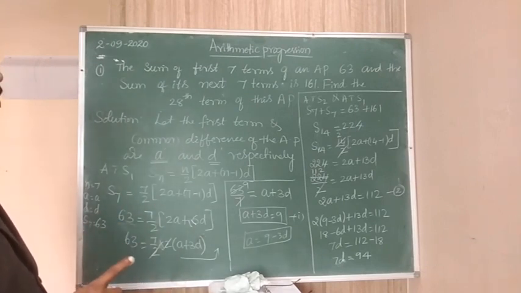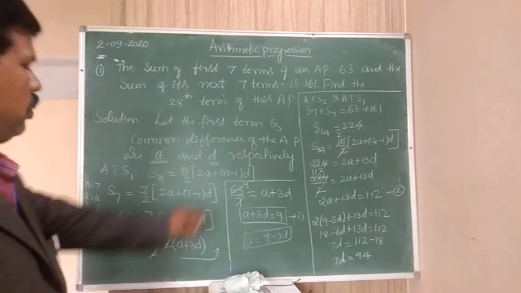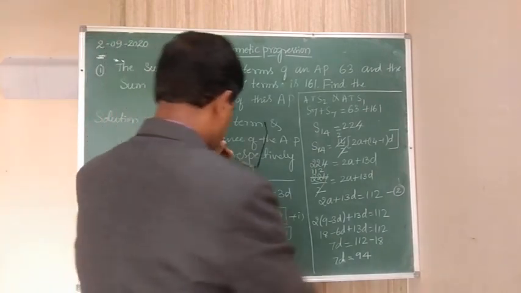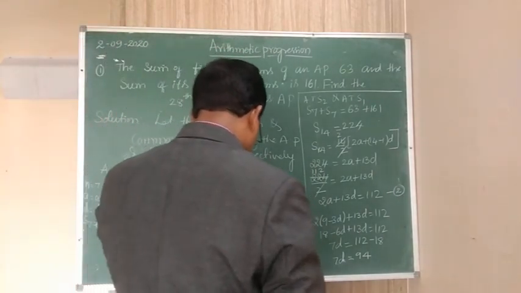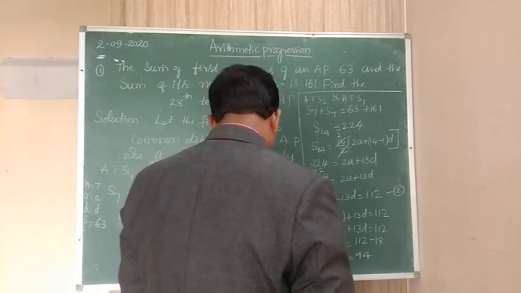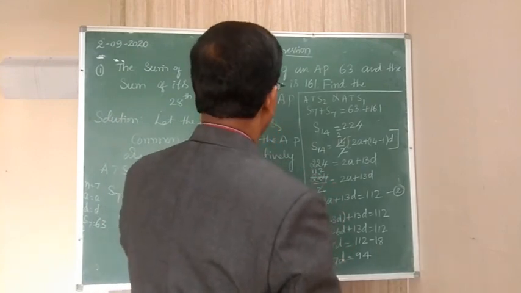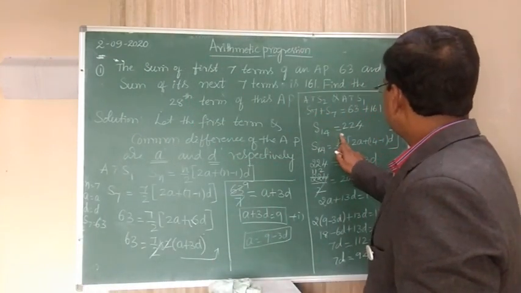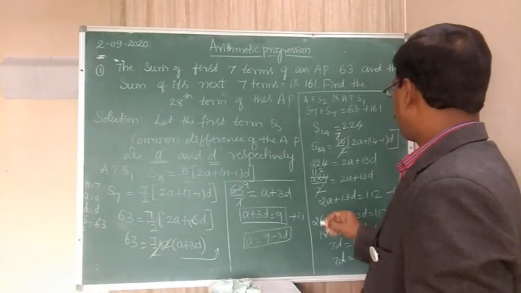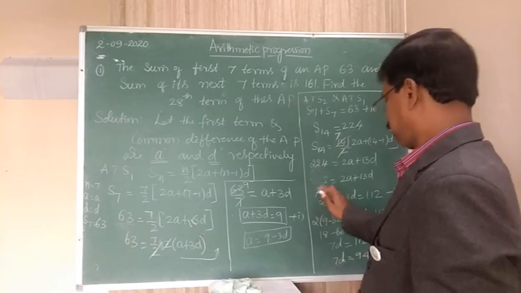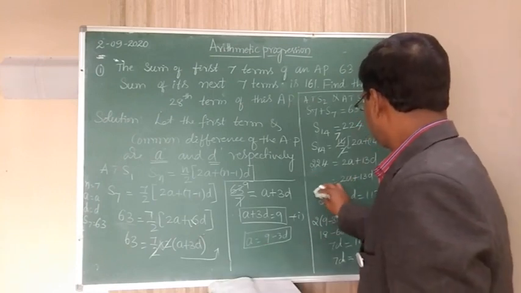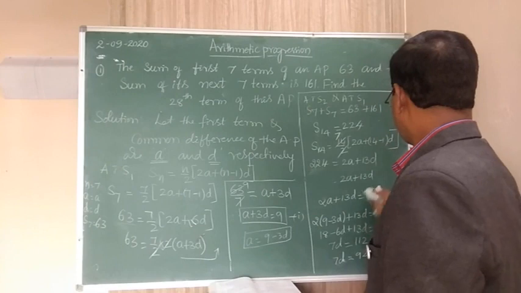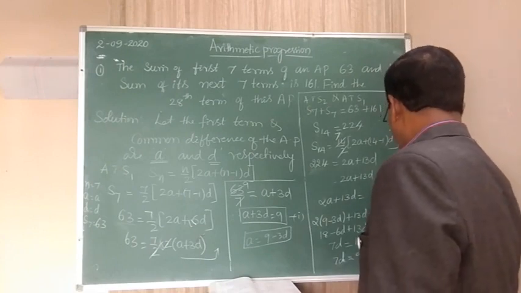Total is 224. So S14 is 224. Okay, now here is a mistake. Here 2 sevens are 14. Okay. That's why we are getting the wrong one.